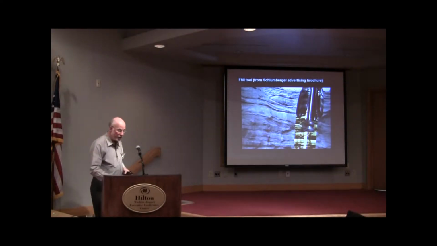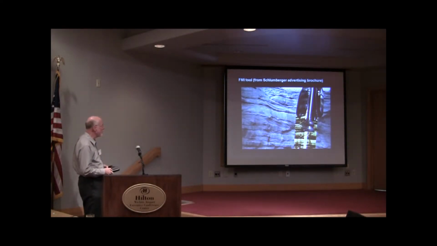This shows kind of an image then. This comes from advertising literature in the old days of what's going on. We got the arms, typically 4 of them. Here again you can see the buttons, each recording a micro-resistivity. And then here we have a concept of what it would look like if you could see it at the surface. And then we have the image itself.